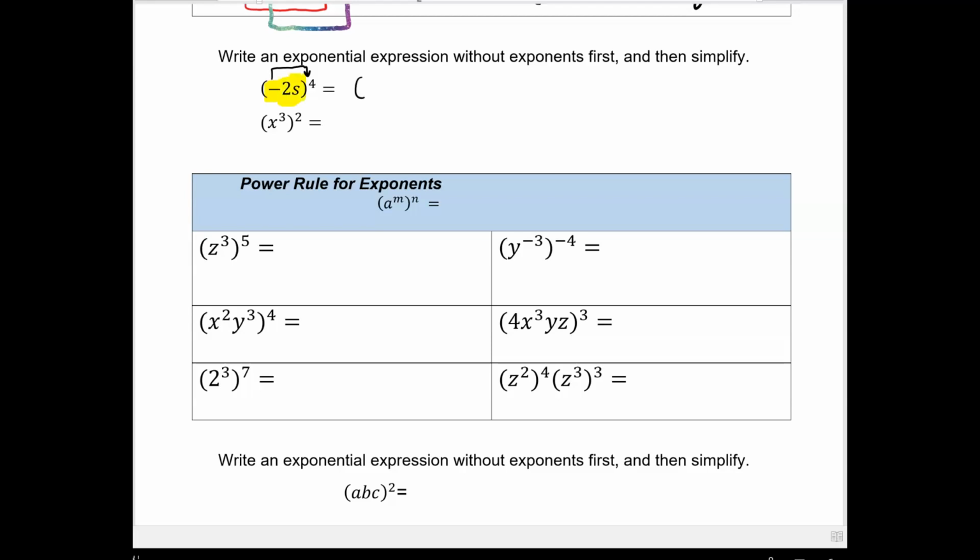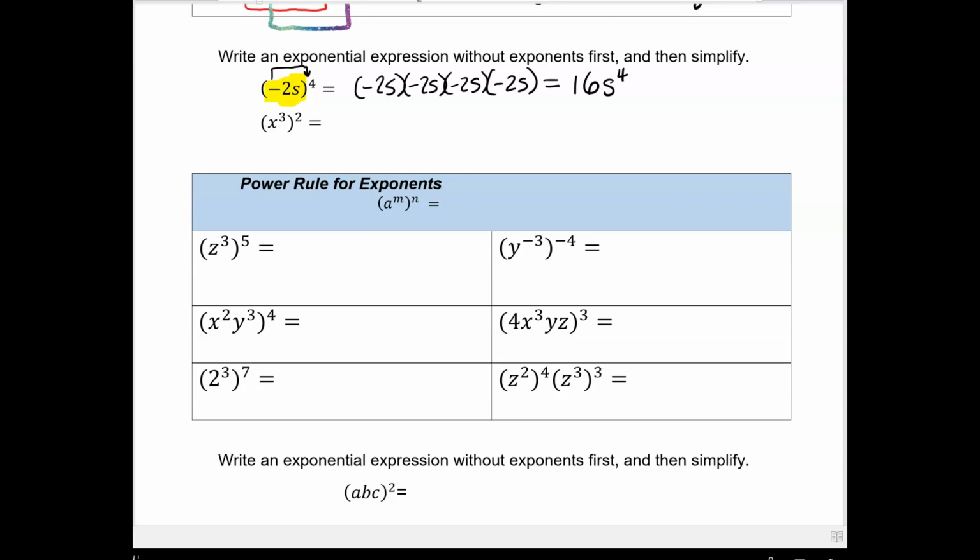Therefore, we will rewrite it as negative 2s times negative 2s times negative 2s times another negative 2s. So again, this is repeated multiplication. Let's multiply negative 2 times negative 2, which is 4, right? Times negative 2, negative 8, times another negative 2, which is 16. Then we have s times s times s times s, which is s to the fourth power.